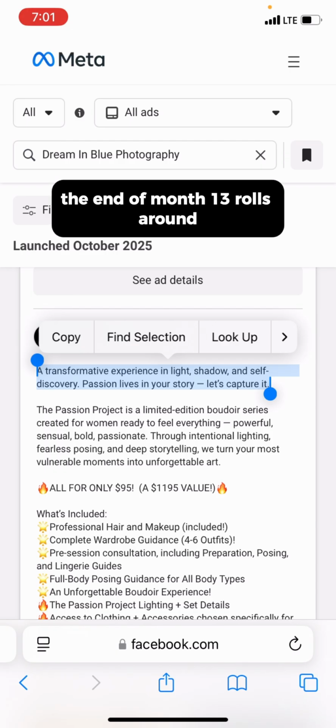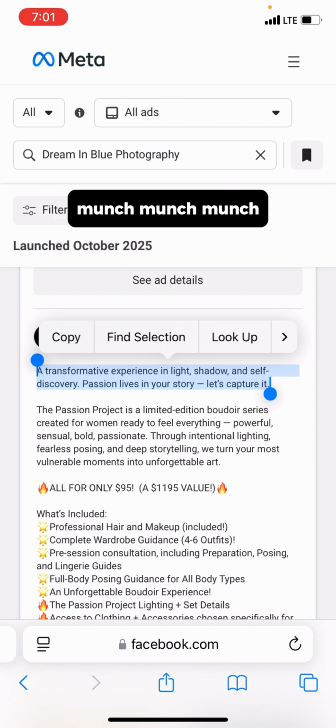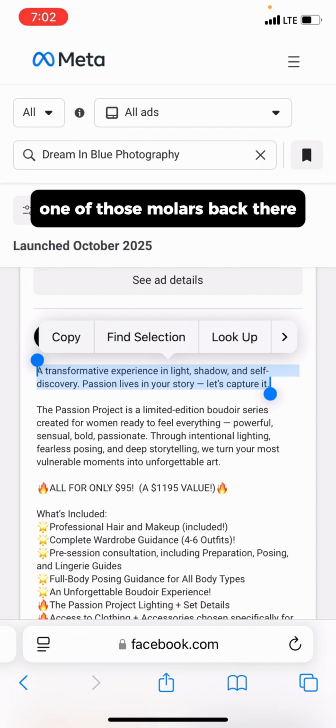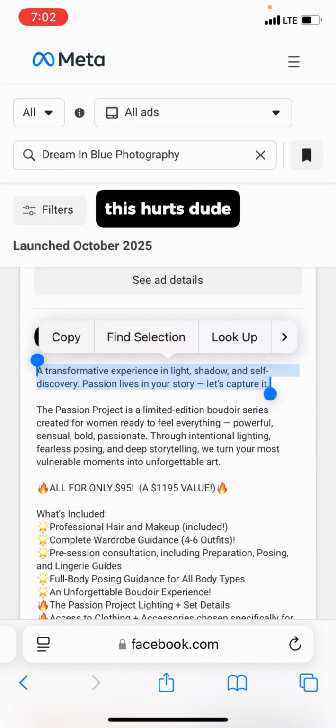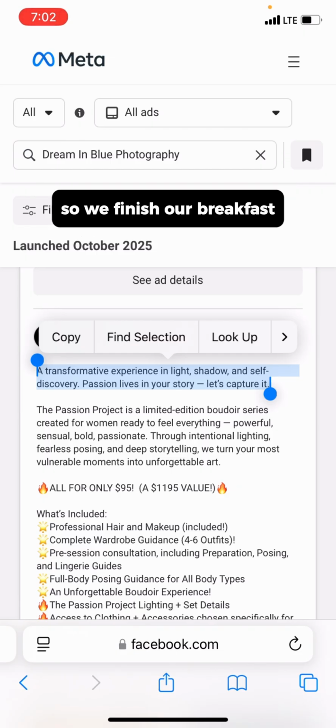Now, the end of month 13 rolls around. We're eating breakfast one morning. Munch, munch, munch. With every bite, we've got some pain in the bottom right back of our mouth, one of those molars back there. Pain with every bite. Like, oh my God, this hurts. This is terrible. Literally every single bite. Pain, pain, pain. So we finish our breakfast.